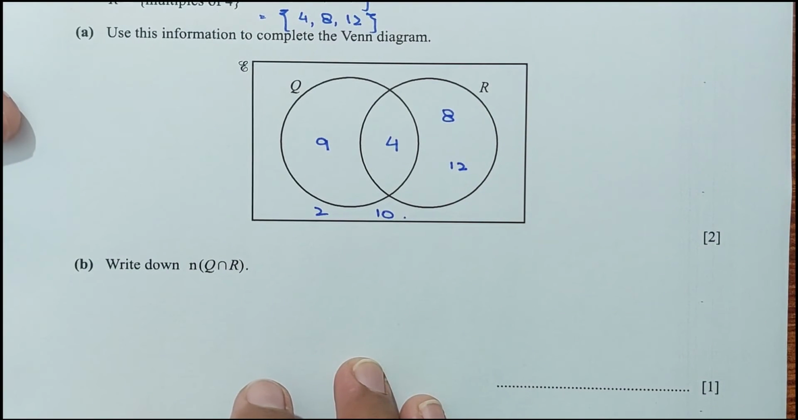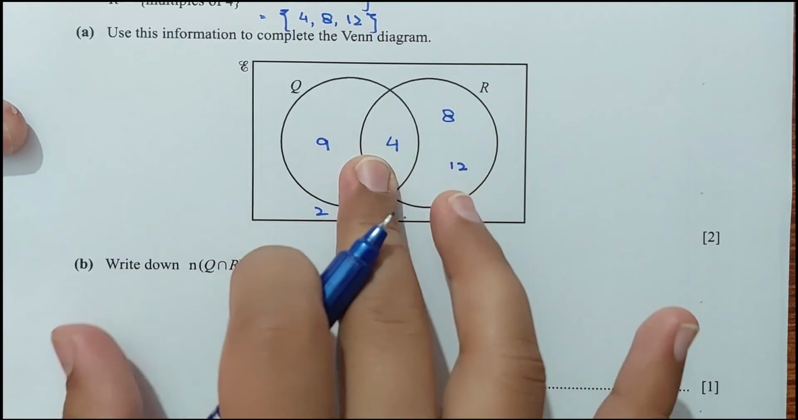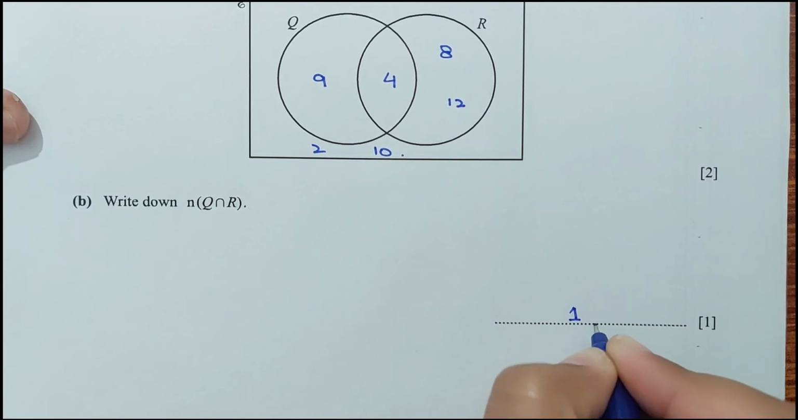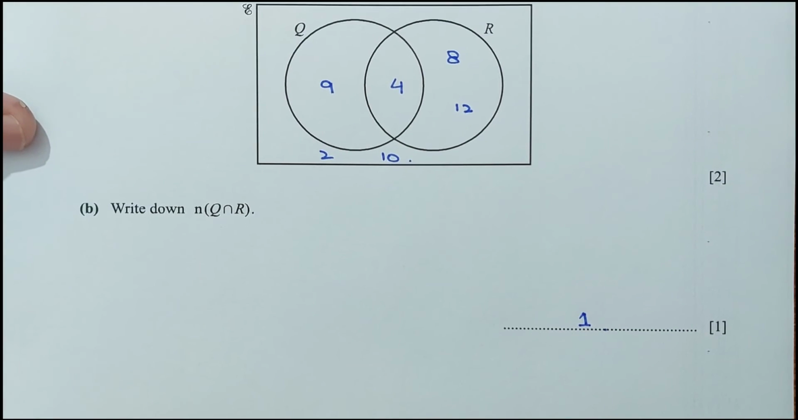Now for part B, write down the number of elements in Q intersection R. Q and R, their intersection, there is only one element, which is the number 4. So the number of elements in the intersection is just 1, which is 4.